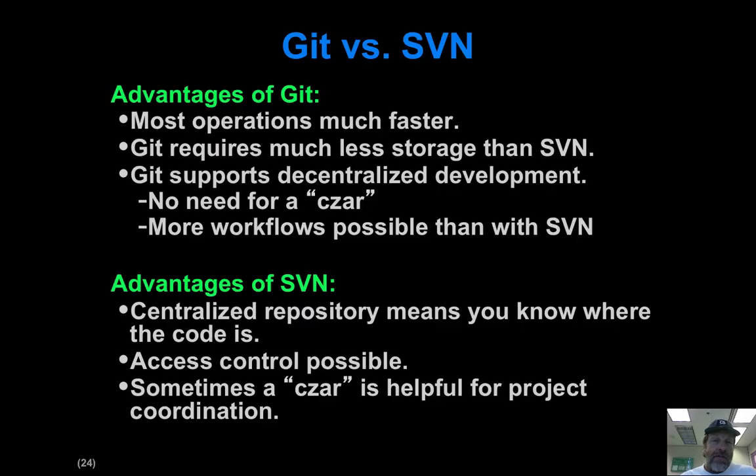So while Subversion was faster than CVS, Git is quite a bit faster than Subversion. The files are compressed and use less storage. There's no need for a czar, someone who manages the centralized repository and decides how that's going to work. You have a lot more possible workflows with a distributed version control system than a centralized configuration management system. And I'd say complementary things are advantages of Subversion.